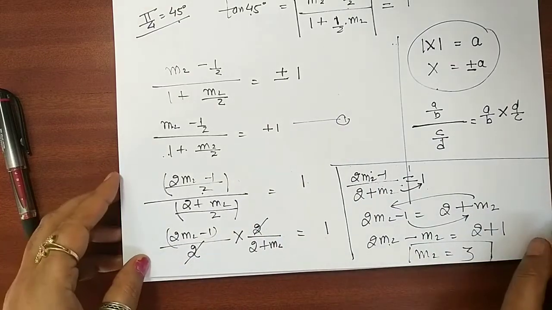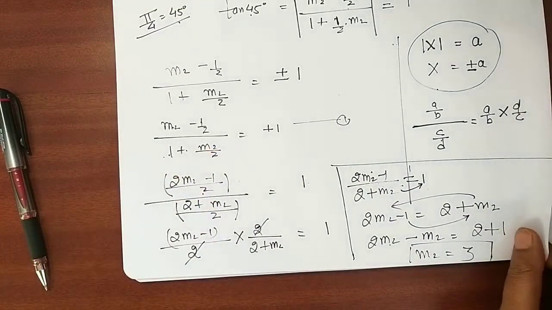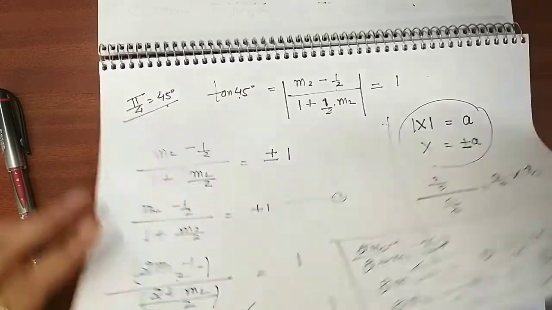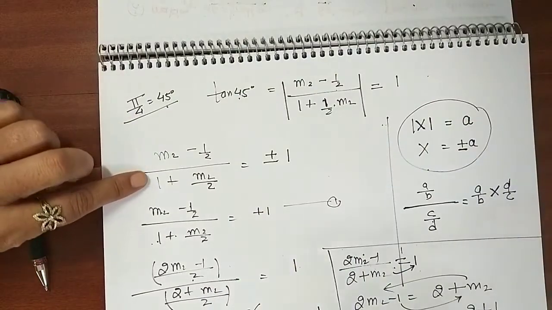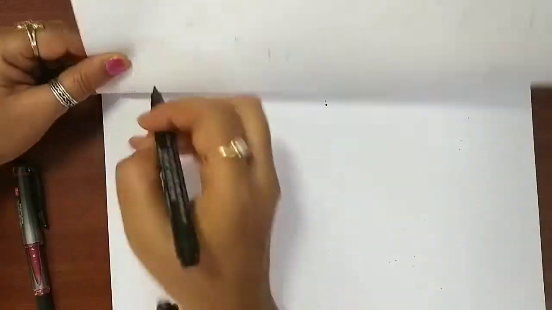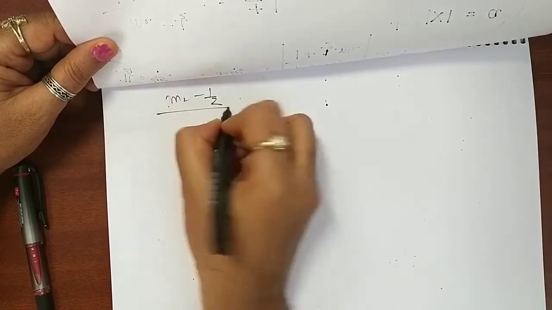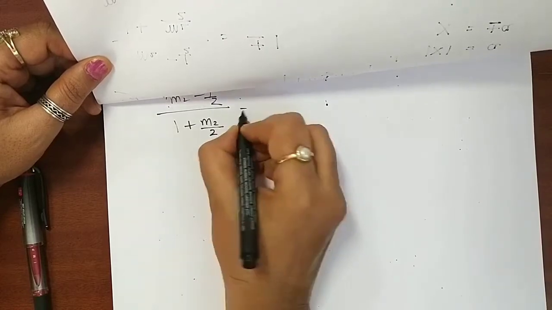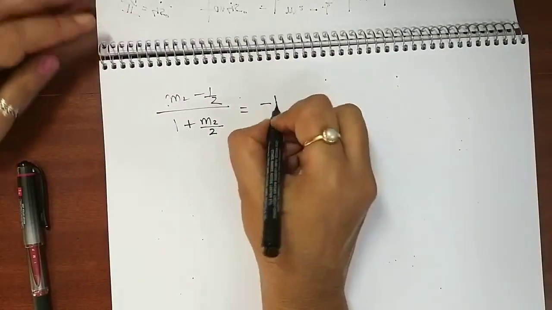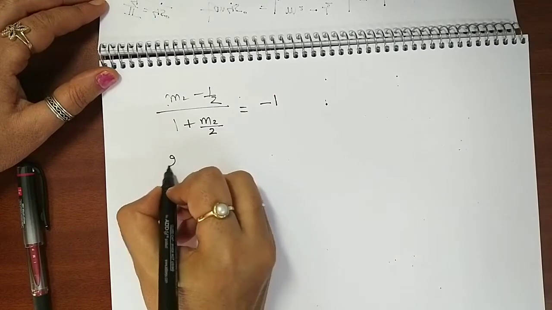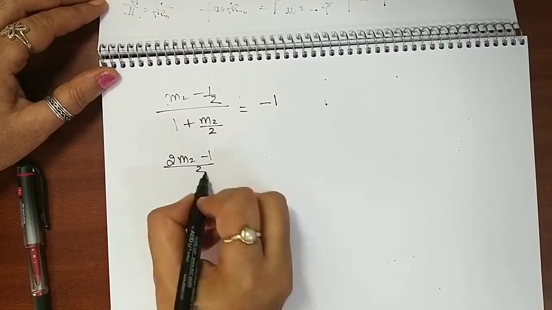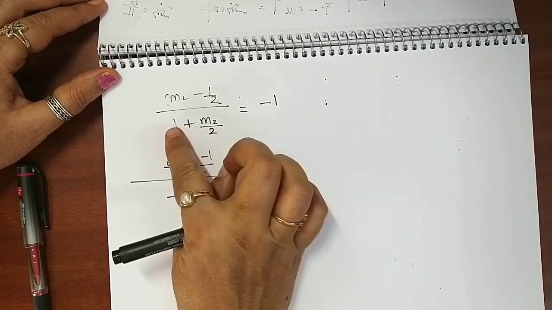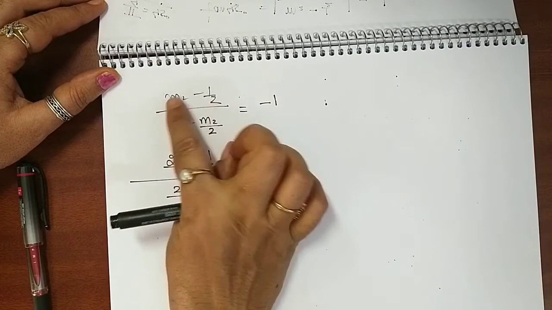So this is one possibility. Okay, let me take the minus sign, because after opening the mod I am getting a minus sign also. Correct. So what was it? It was this thing, (2m2 minus 1)/2 divided by (2 plus m2)/2 is minus 1. Correct. So this will be 2m2 minus 1 by 2 divided by 2 plus m2 by 2 is minus 1.